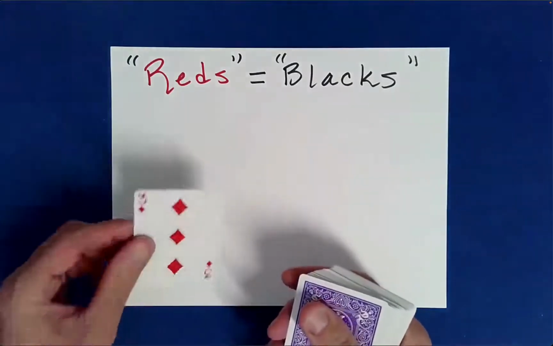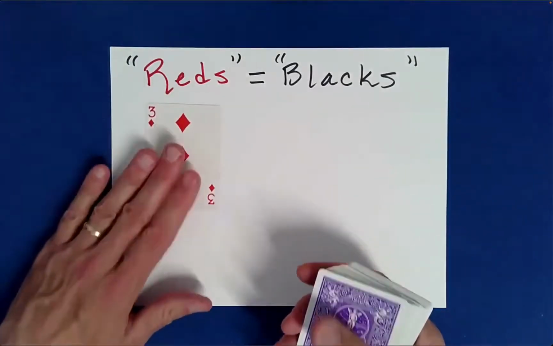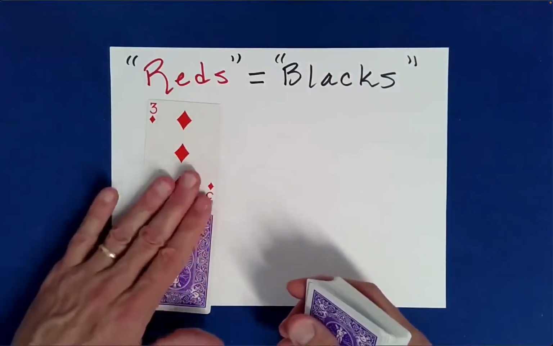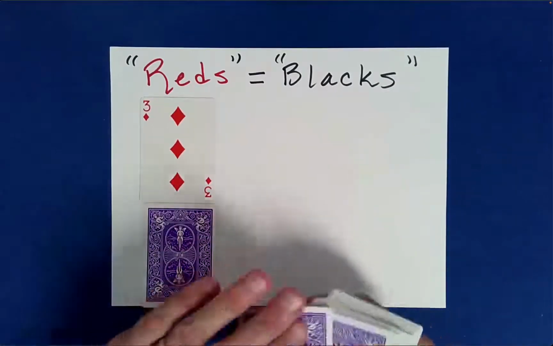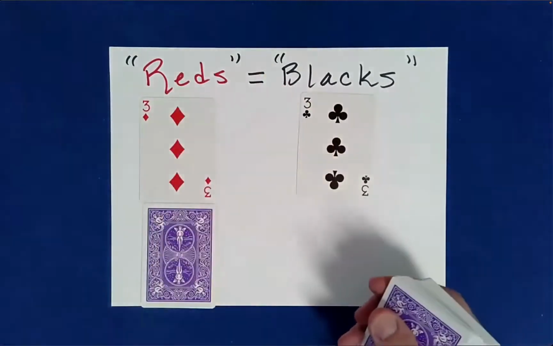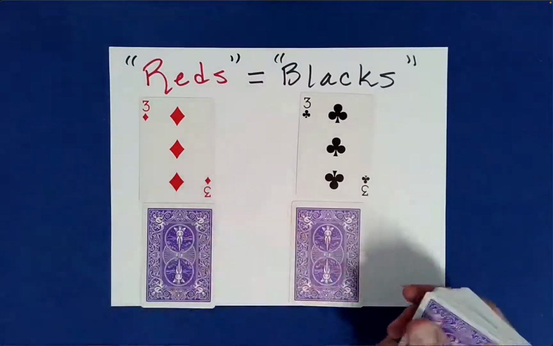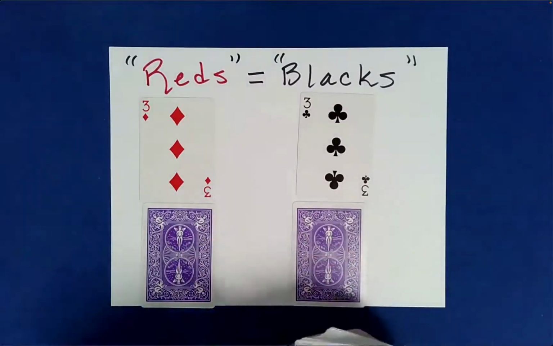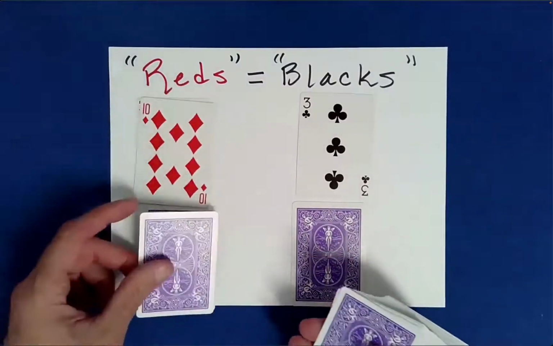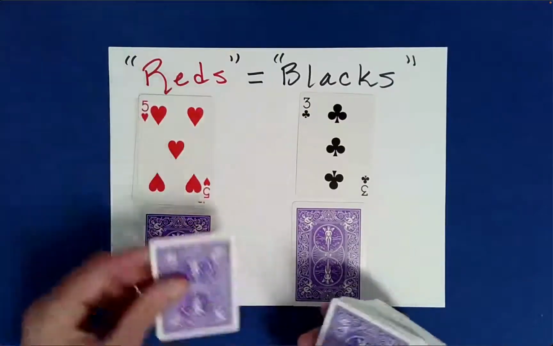And so if it's red, I'm going to put it on the left and then place a card below it face down. If it's black, I'm going to put it on the right with one card face down below it. Okay? So we're going to go through and do this for all of the cards in the deck.